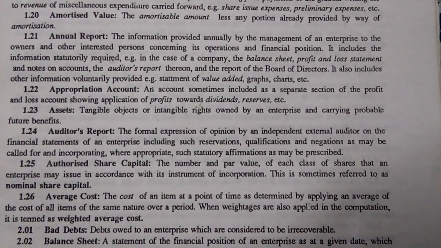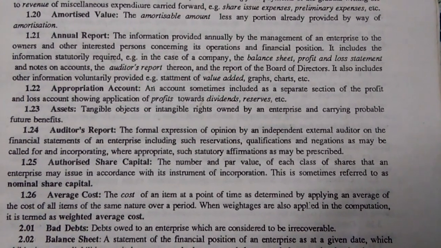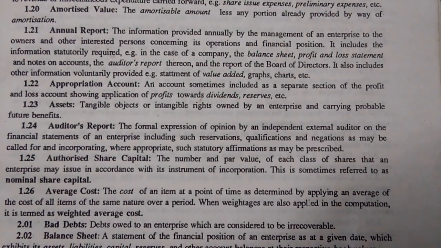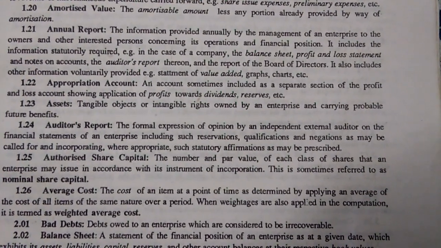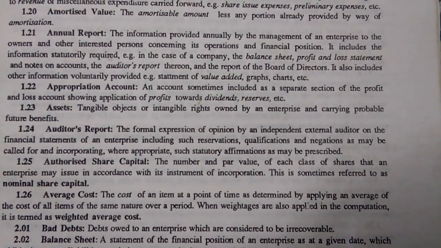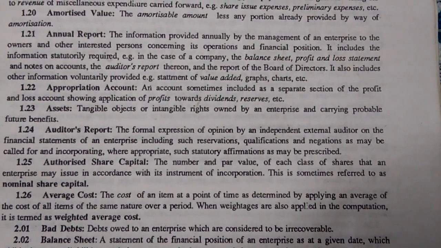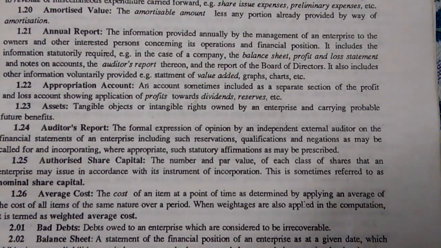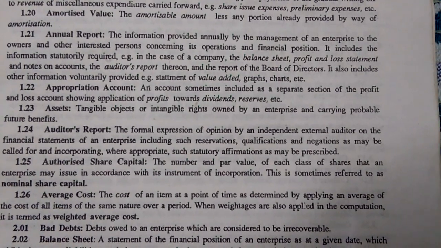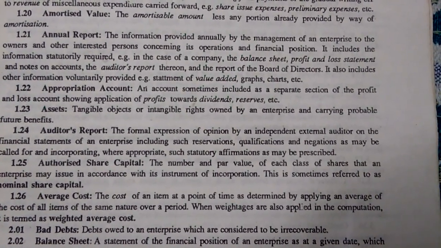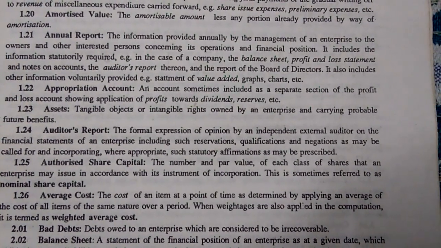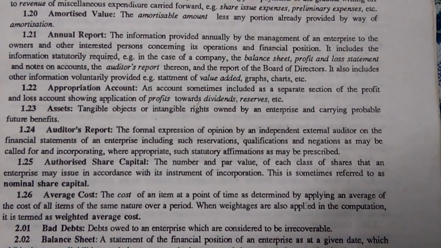Next, appropriation account. An account sometimes included as a separate section of the profit and loss account showing application of profits toward diverse reserves. Assets. Tangible objects or intangible rights owned by an enterprise and carrying probable future benefits.